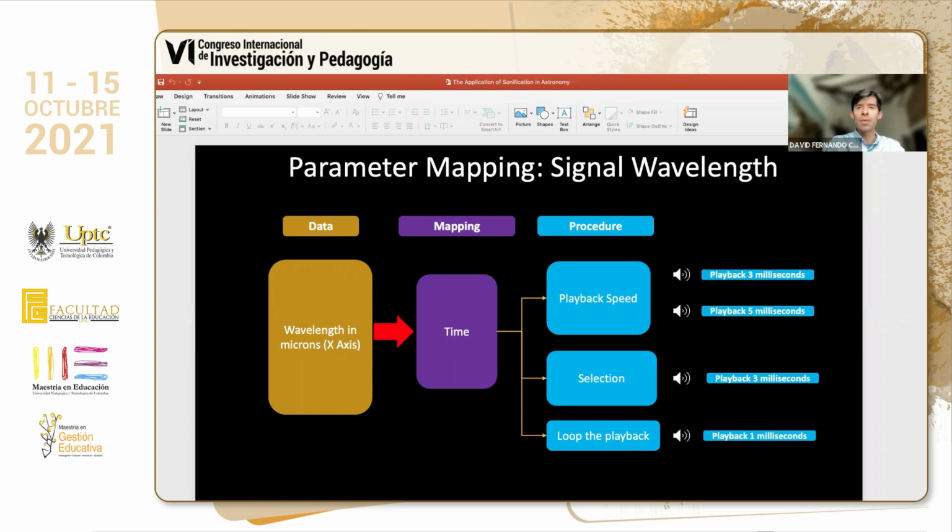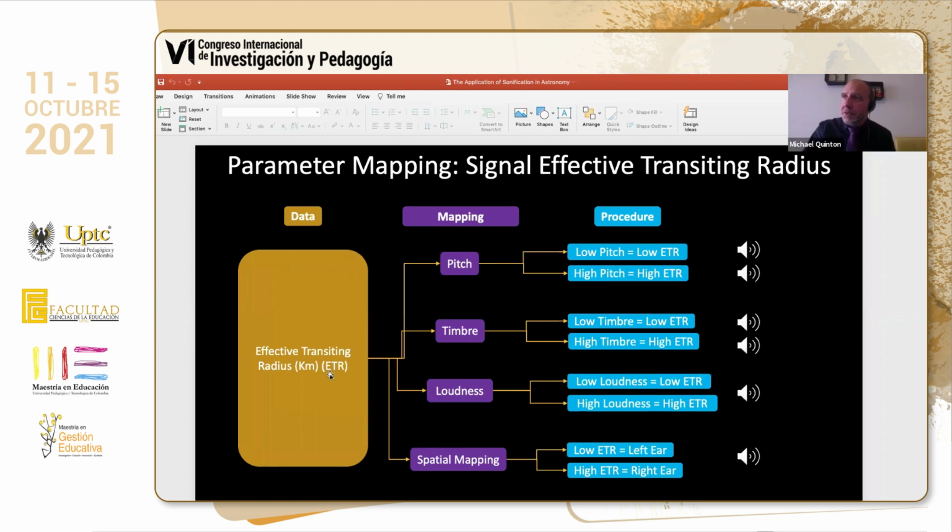That's it, yeah. Now in the graph, apart from wavelength, we also had the effective transiting radius, which I explained earlier, the kilometers of the light bouncing off the planetary surface. So the mapping that we used for this was more complex. The reason being was that the astronomer described the data. He wanted it to sound like running water. Now, to create a more natural sounding sonification, you've got to use more than one psychoacoustic attribute to make it sound more organic and more natural.